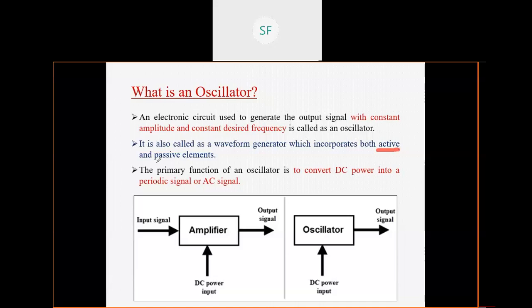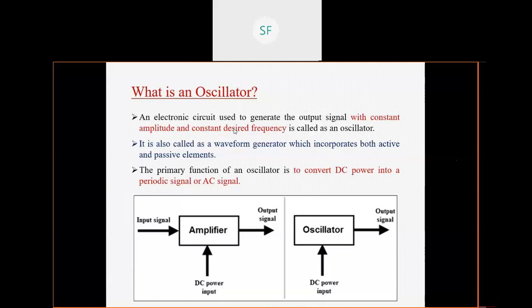And what do you mean by passive elements? Passive elements means the elements which do not have any gain. The best examples of passive elements are resistor, capacitor, and inductor. So these are passive elements, and active elements are nothing but transistor or op-amp. So you can remember like this. And then the third point is very important.